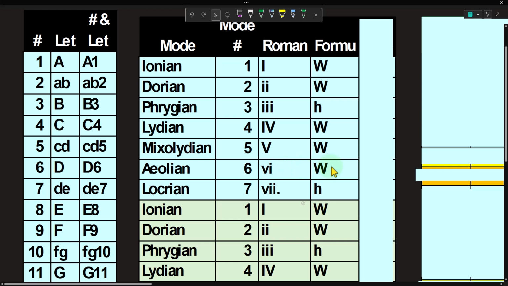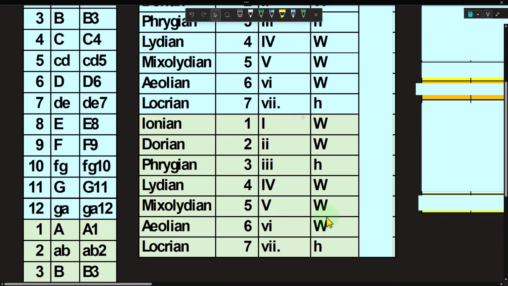So if I'm on the Aeolian and I want to get to the Ionian, or if I'm on the 6 in Nashville number music and I want to get to the 1, I've got to do a whole, half, whole. Now notice if you're going back the other way, like if I was on Aeolian down here, because these are staggered, the whole would be up here. So we're on the Aeolian, whole to get to the Mixolydian, whole to get to the Lydian, and so on and so forth.